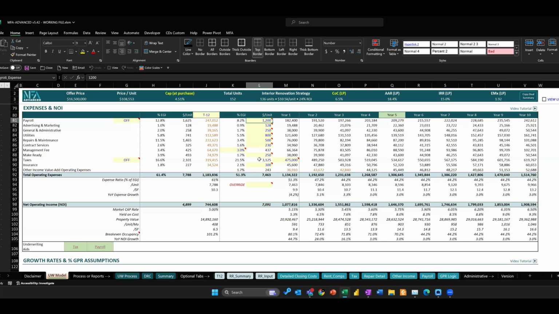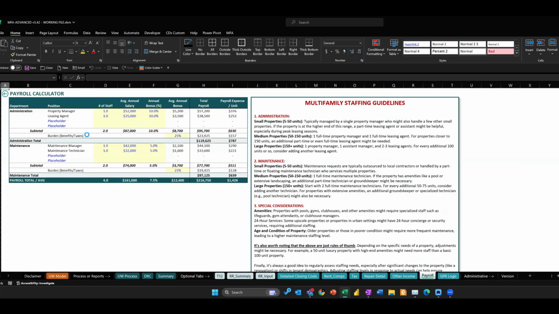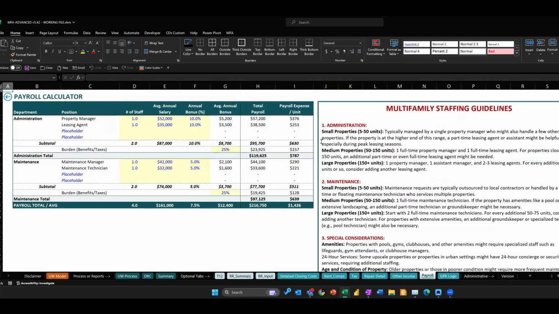But I wanted to do a deeper analysis and say, well, if we have 4 people working at the property, what does that mean? Because obviously the cost per unit changes depending on the number of units. So I created this payroll worksheet. I put some guidelines on the right that you can refer to. But here you can actually do the analysis.